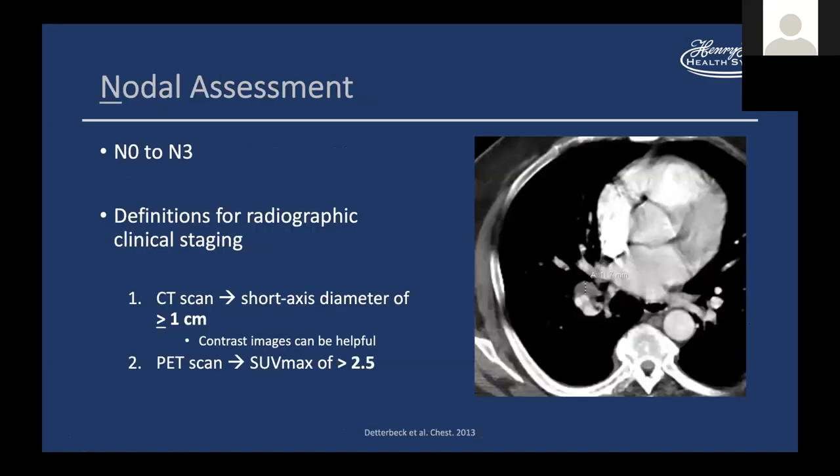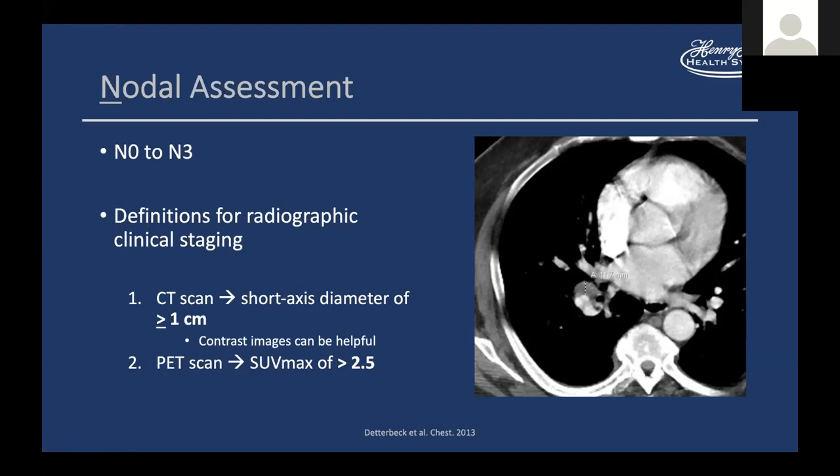So the nodal assessment for the TNM ranges anywhere from N0 to N3 disease. And these are the definitions for radiographic clinical staging when you're looking at a lymph node. By CT scan, it's defined as a short axis diameter of anything greater than 1 centimeter. As you can see here on this hilar node, you measure by the short axis, not the long axis. So if the short axis is greater than 1 centimeter, then it's considered a positive node by CT criteria.